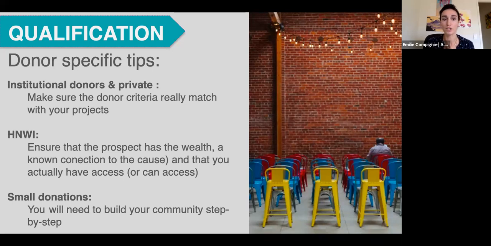And small donations, you will need to build your community step by step. So to get small donations, it's really important to gather people around you, to interact with them, and have at least a base for a community, so that then you can, in the end, ask for funds and have a bit more chance to raise money.